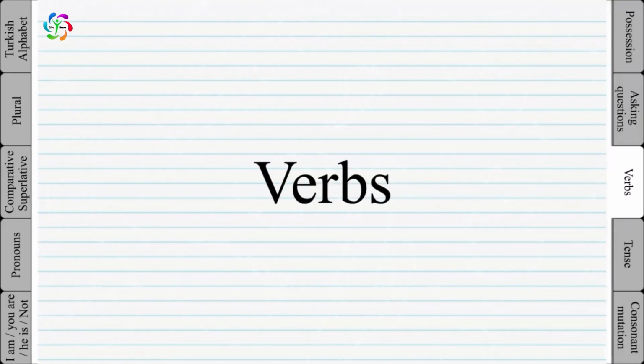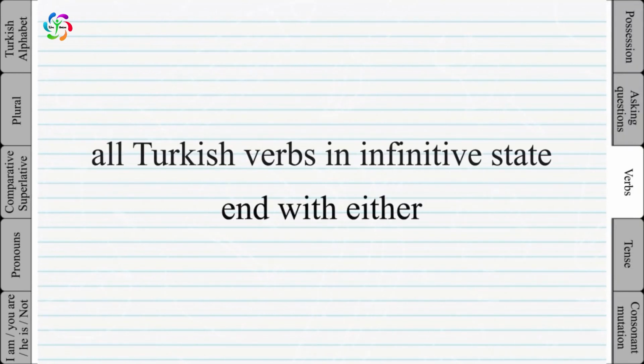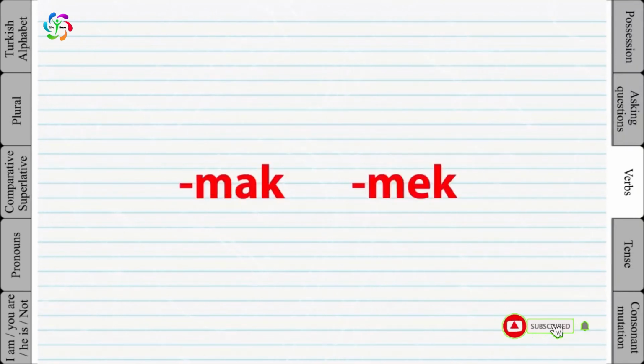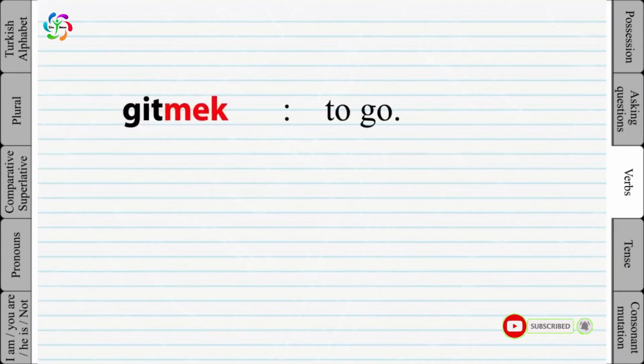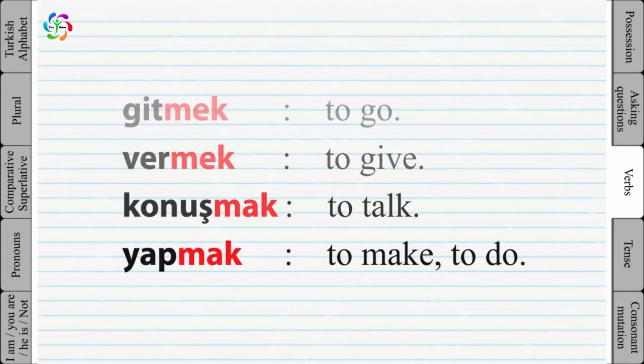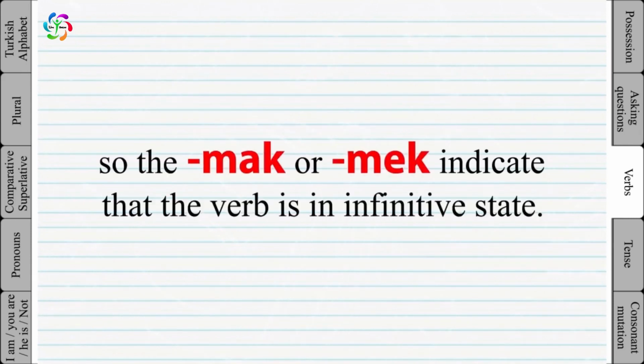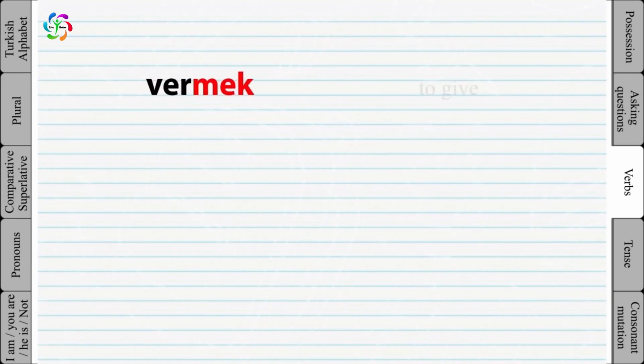Verbs. All Turkish verbs in infinitive state end with either mak or mek. For example, gitmek, vermek, konuşmak, yapmak. So the mek or mak indicate that the verb is in infinitive state. To get the root of a verb, just remove the mak or mek at the end of the verb.